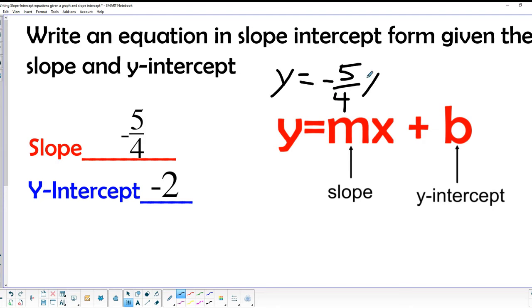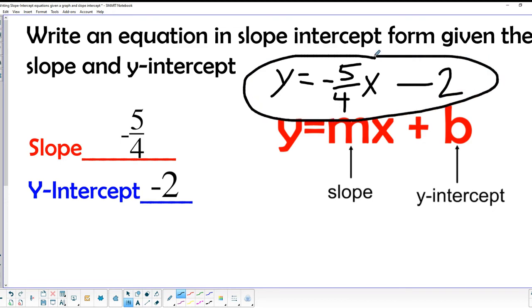Then we write down the x value. And then we notice that our y-intercept is a negative number, so -2. So instead of +2, we're going to put -2. And that's because we had a y-intercept of -2. So there's our equation. That is really easy, isn't it?